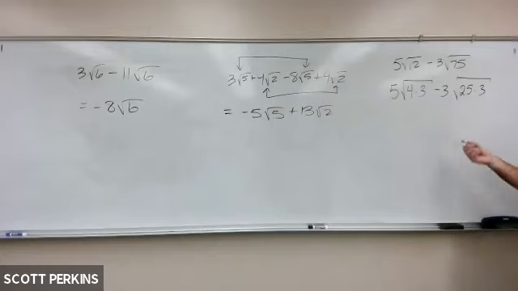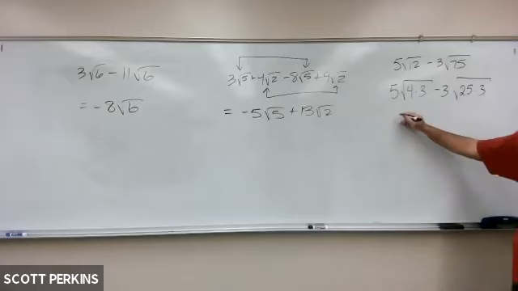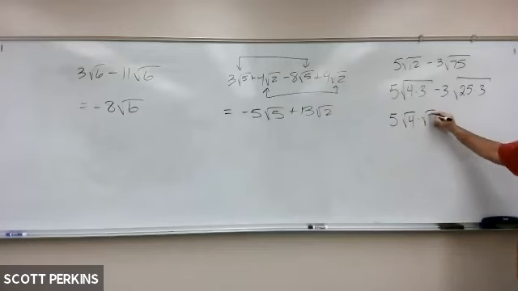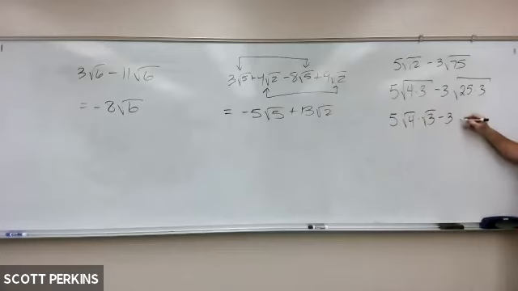Okay, so I'm going to use the product rule of radicals again. If you're to the point where you're seeing this and you don't need to write this step down, that's totally great. But I don't want to confound anybody. So I can separate this into square root of 4, square root of 3. I can separate this into square root of 25, square root of 3.